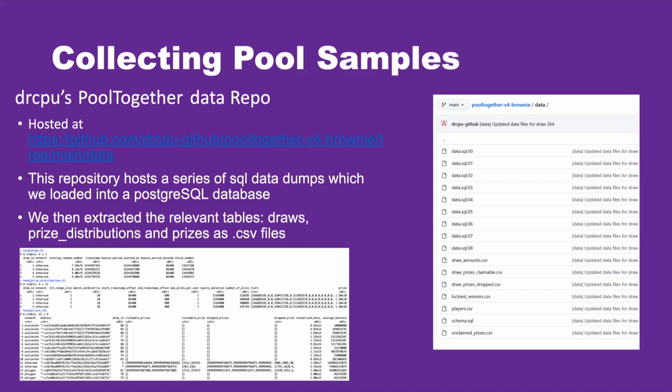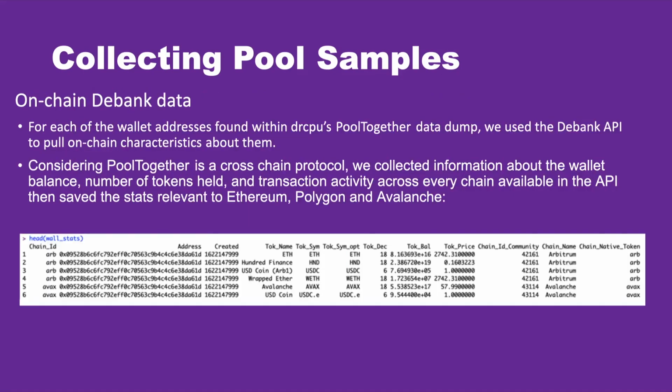Okay, so how did we go about doing this analysis? It all started with Dr. CPU's PoolTogether repo, which we're providing the link to here. You can see a little screenshot of it at the right. Basically, there's a series of SQL data dumps, and we loaded all of them into a single database. And then we extracted the relevant tables from it as CSV files that we could process in our preferred language, R and RStudio.